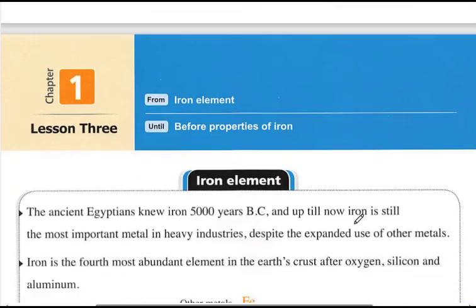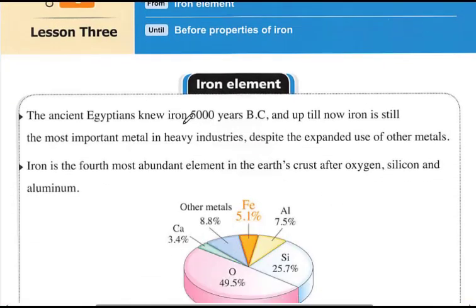Okay, what is the iron element? Iron has been used since 5000 years BC, and the Egyptians knew it. So what is the abundance of iron? Iron is the fourth most abundant element in the earth's crust, after oxygen, silicon, and aluminum; iron comes in the fourth place.